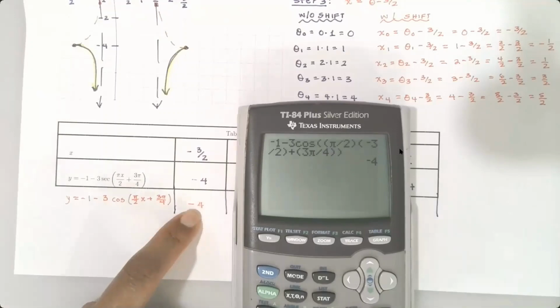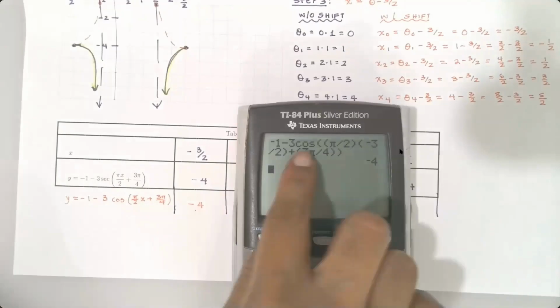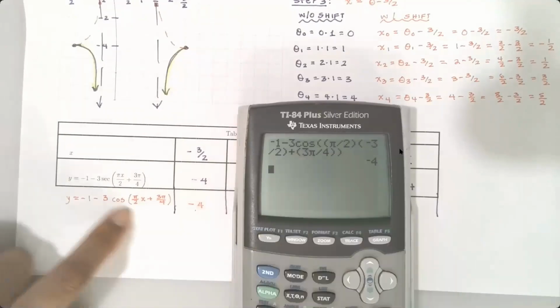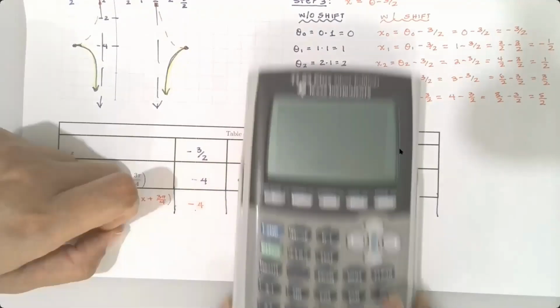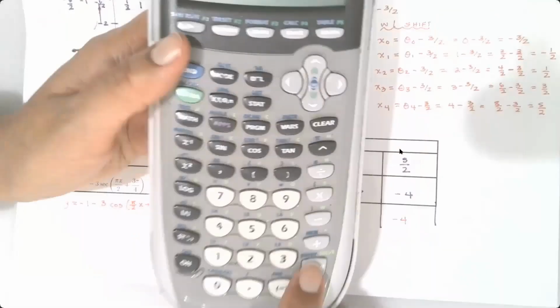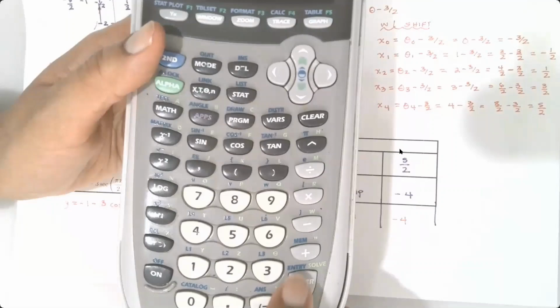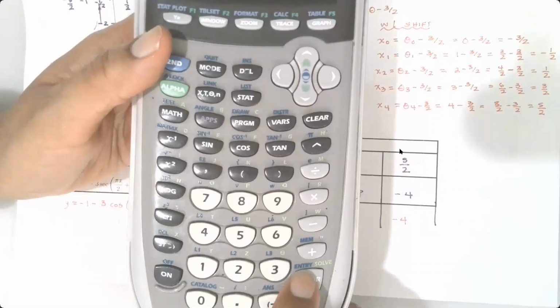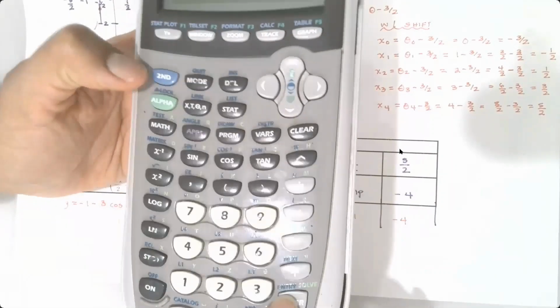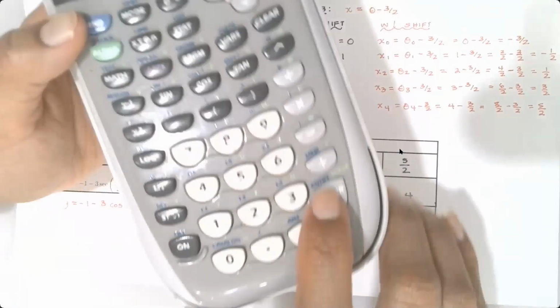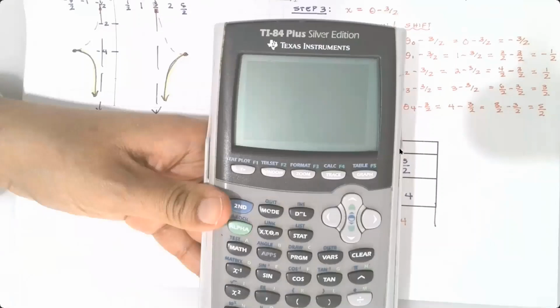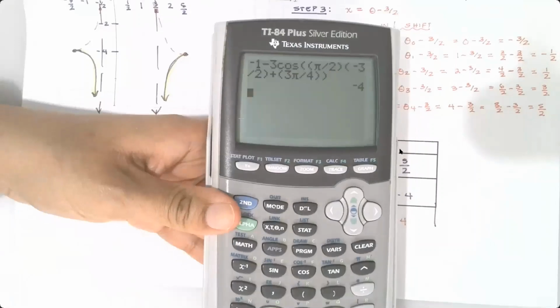And so that I don't have to re-enter the same thing, like the -1 minus 3 cosine, all of the values that stay the same, on my calculator there is a setting called entry. First of all, in order to get to it, I need to press the second and then the enter key, because it's in blue. So second and then enter.